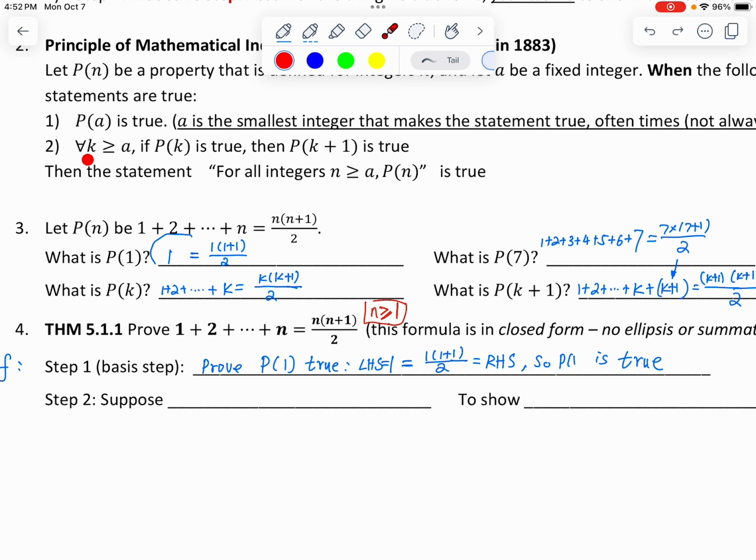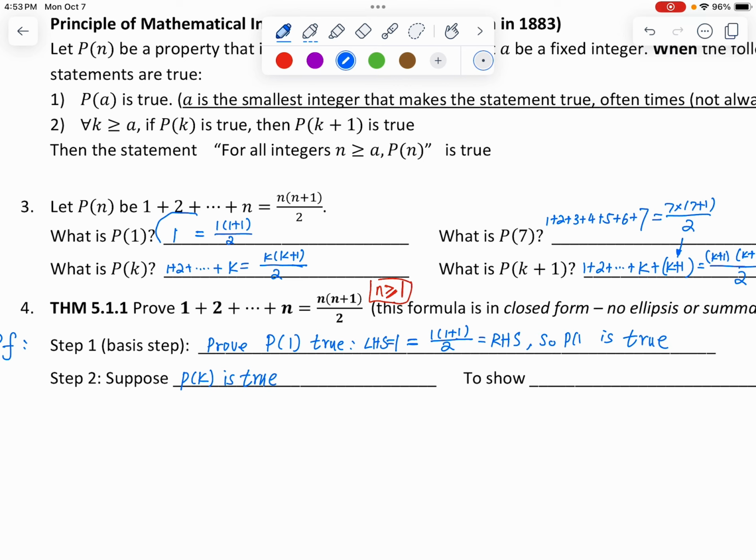In other words, let's say for all k greater than or equal to 1, suppose P(k) is true, okay? In other words, you're going to assume this statement is true. So, assume this is true, right?